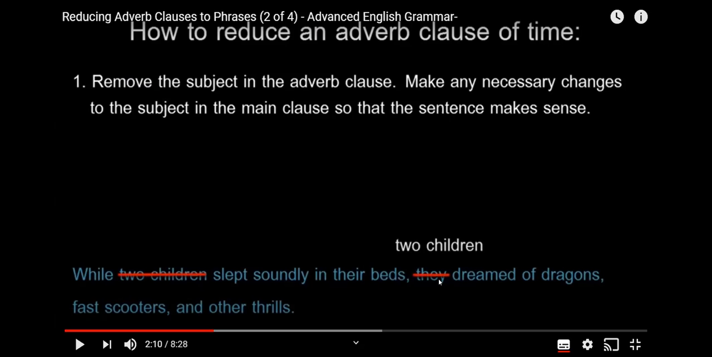But here, when I say they, who? So I need the subject. So I put the subject right here. Two children dream of dragon. Do you understand? Yes.